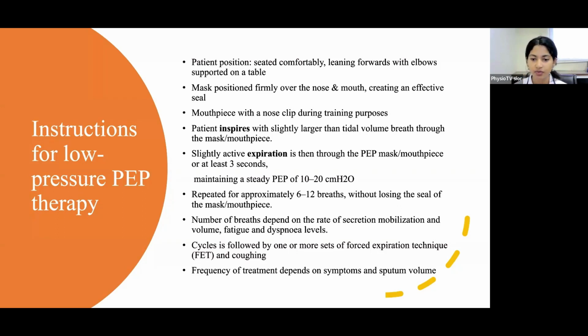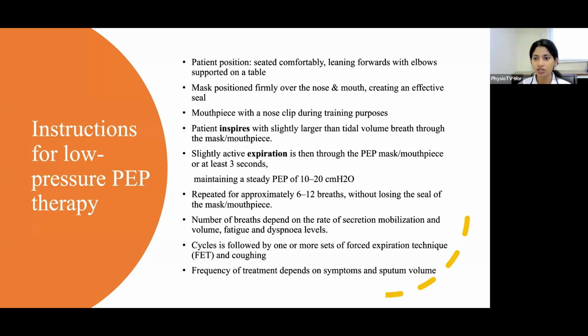the mouthpiece. Okay. And the number of breaths that can be advised to a patient will always depend on how much secretion is being mobilized, whether the patient is feeling any fatigue or any dyspnea. Based on that is what the number of breaths or number of cycles that can be given to the patient.